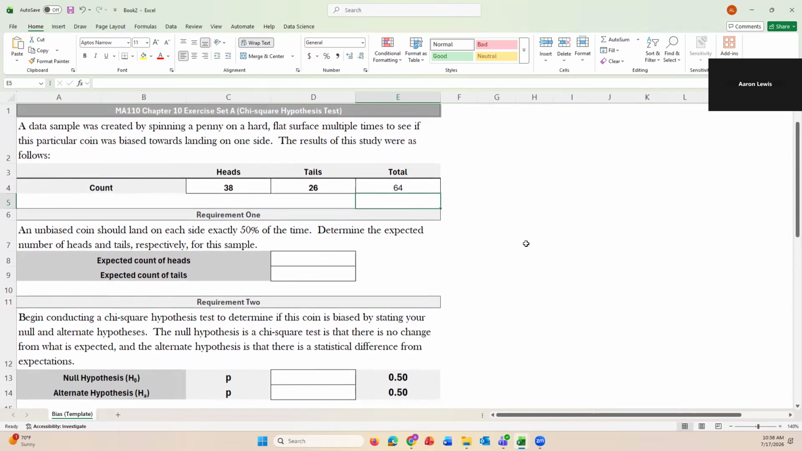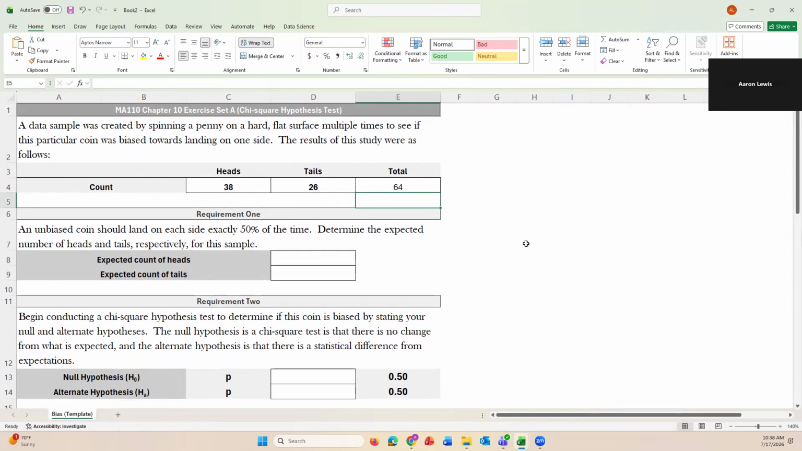And I'll pull this up a little bit right now. Because a coin has an equal chance of landing on heads or landing on tails, your expected count of your two possible outcomes should be exactly half of your sample size. So for us, if we spun it 64 times, 64 times 50% means that we should have gotten 32 heads, and 64 times 50% one more time means that we should have gotten 32 tails. So that's not what happened. We had much more of our outcomes come up as heads versus tails.